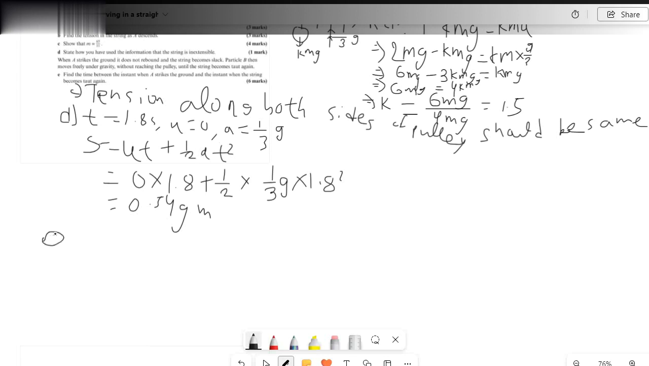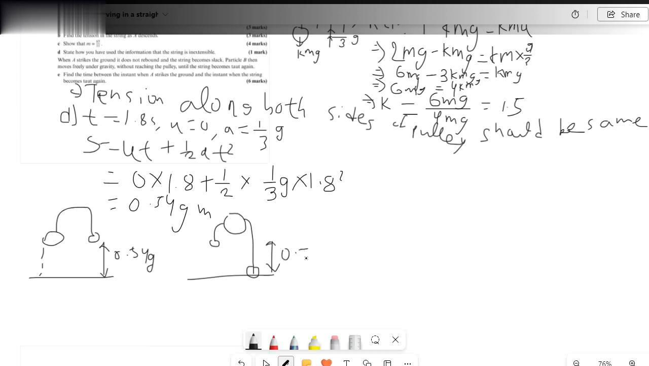So initially both of the particles were at the same height, so this should be 0.54 g, and so as soon as Q falls to the ground, we can say that Q moved a distance of 0.54 g. Therefore the particle P should also move the same distance, because Q was the particle that pulled P along with it. So therefore we have to consider the motion when the tension is 0.